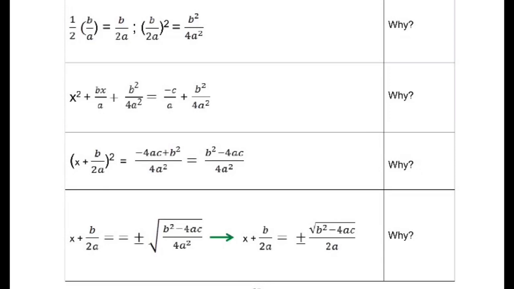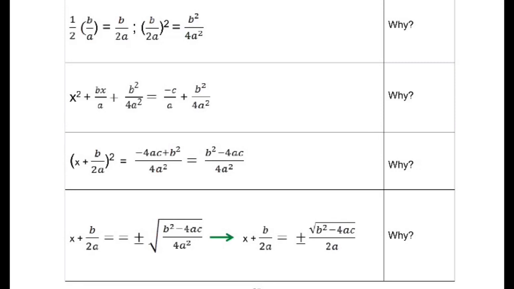The next one, we're going to express the left side of the equation as a binomial. The one that we squared on the third step will be the one that we put here. So this became x plus b over 2a squared equals, on the right side the LCD is 4a squared. So 4a squared divided by a is 4a times negative c is negative 4ac. Then 4a squared divided by 4a squared is 1 times b squared is b squared. So it became negative 4ac plus b squared over 4a squared. Then arranging the terms, the answer is b squared minus 4ac over 4a squared.